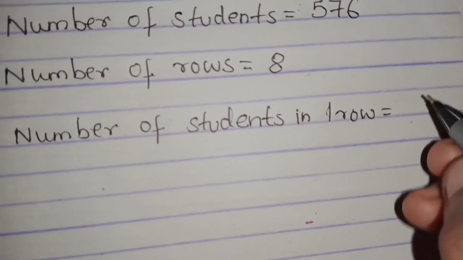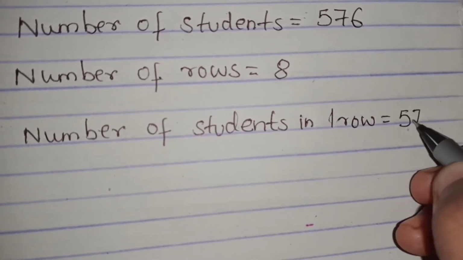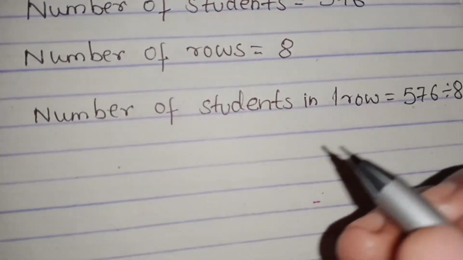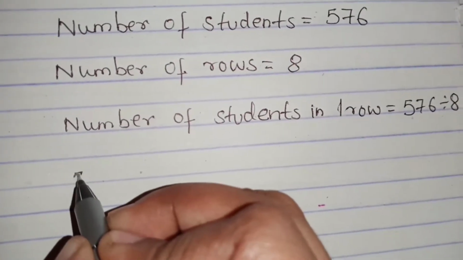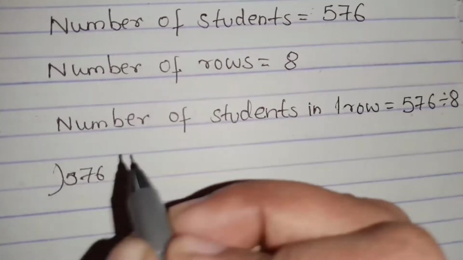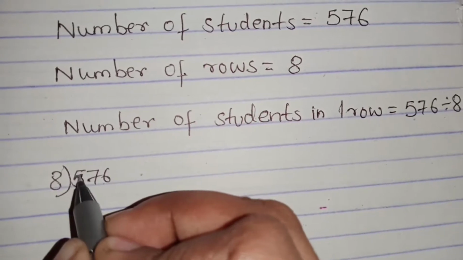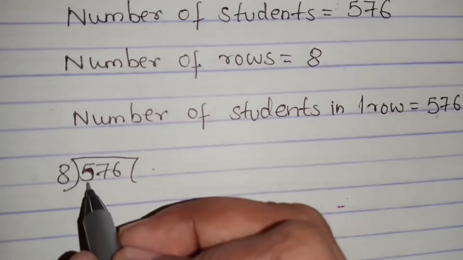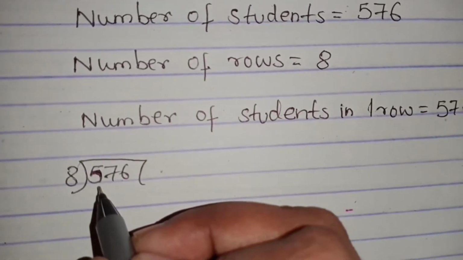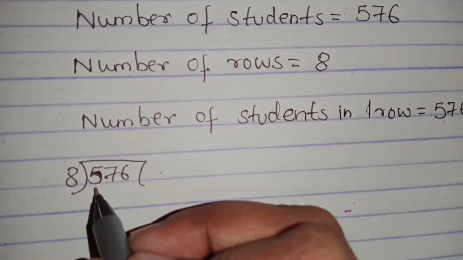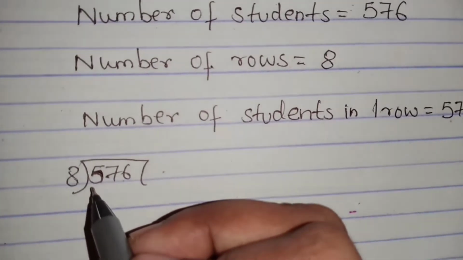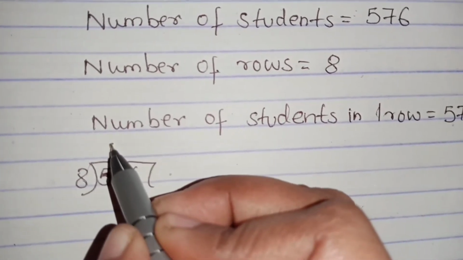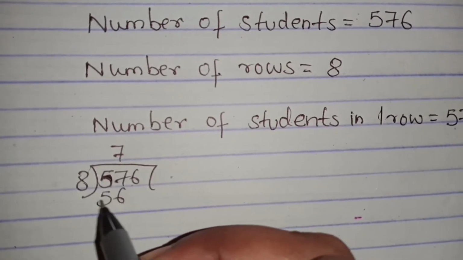We have to divide. So 576 divided by 8. Now let's divide it separately. 576 is the dividend and 8 is the divisor. Now let's divide. In the 8 table 57 is not there, so we will write the number which is less than 57, not more than 57. So 8 7 ja 56 is less than 57. So we will write 8 7 ja 56.